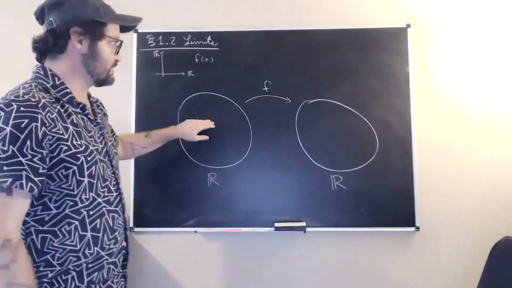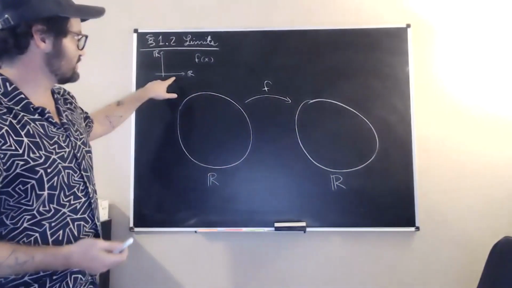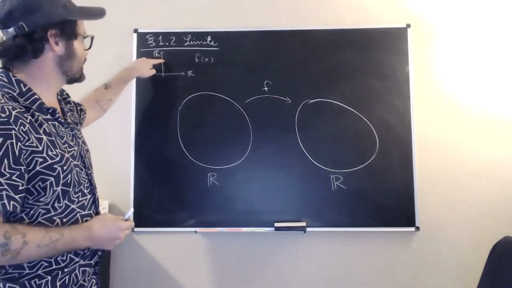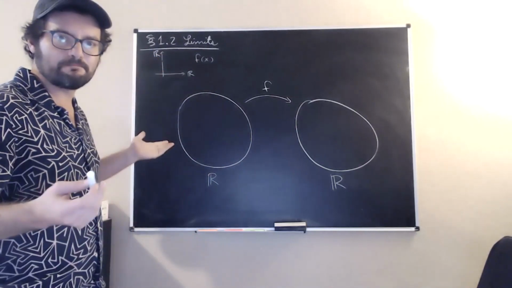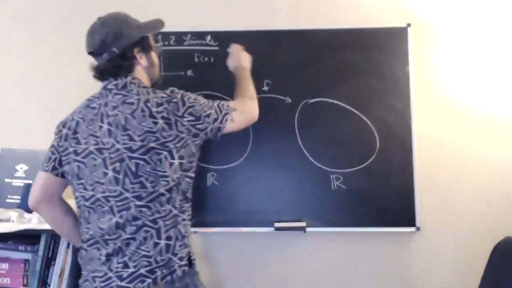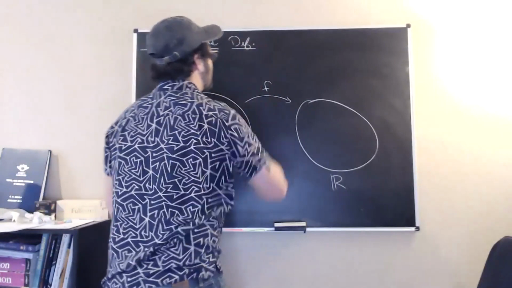So you pick something here, then f puts it over there. It's the same idea as plotting in the Cartesian plane. You pick something here, and then f plots out something over there, right? Okay, so here's the definition I'm going to introduce.